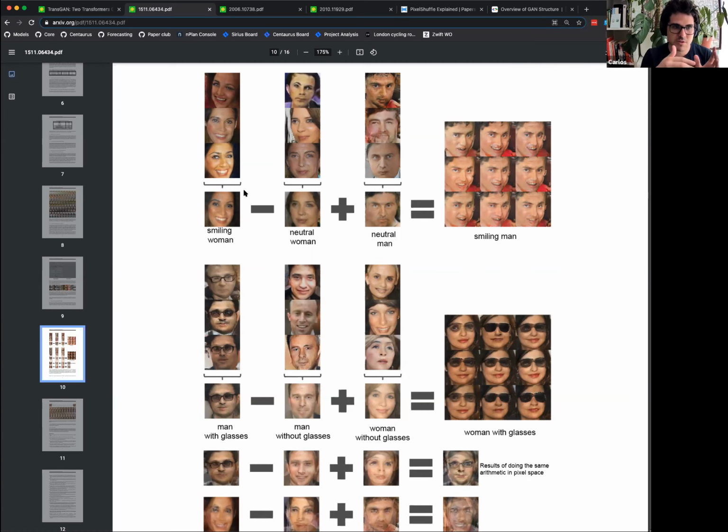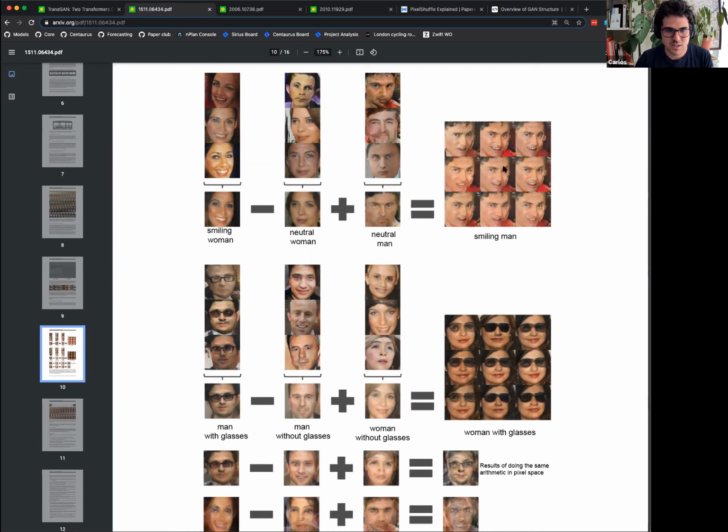And when you average the random vector, the generator can still produce an image that looks realistic. But what's interesting is that when you do arithmetic operations with the random vectors that produce these images, you can do things like what you do with word embeddings. So if you subtract a neutral woman from a smiling woman and then you add a neutral man, you get a smiling man from the generator.